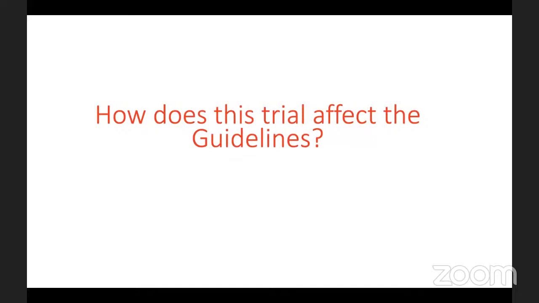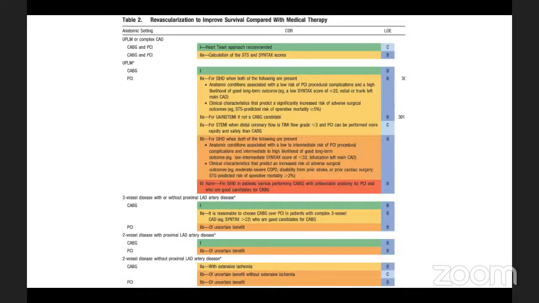Okay, so this is from which guidelines? Which guideline are you referring to? The American guideline. American Heart Association? Yeah. Okay. All right. And so this is the AHA 2011 coronary bypass guidelines.